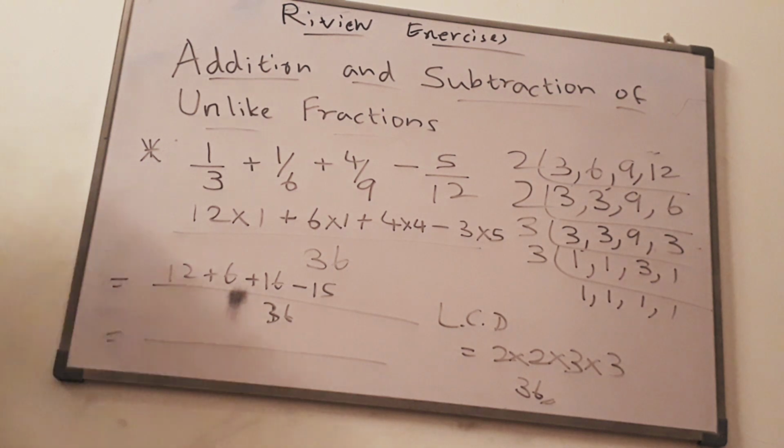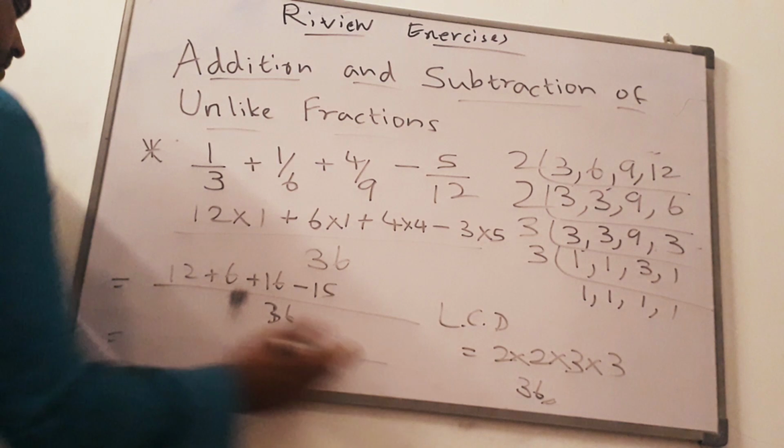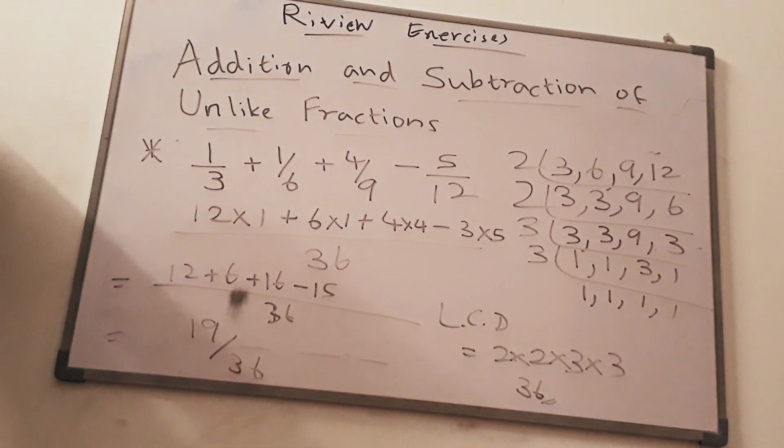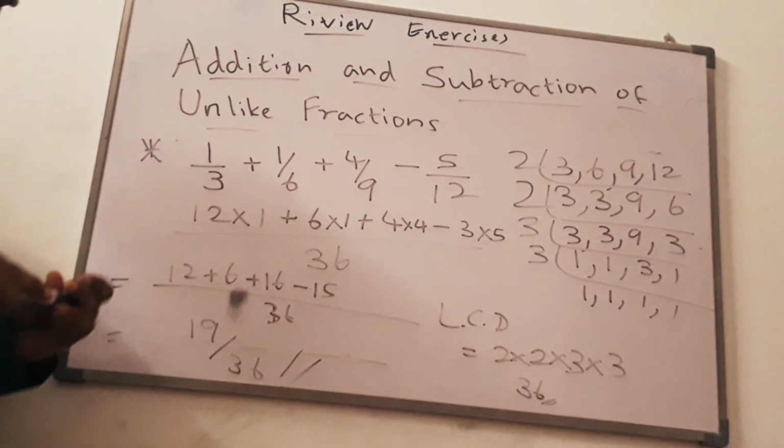Okay, 18 plus 16 means 34. 34 minus 15 means 19. 19 out of 36. 12 and 6, 18, 16, 34, 34 minus 15 means 19. This is our final answer.